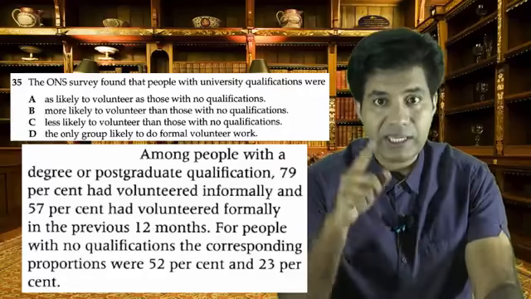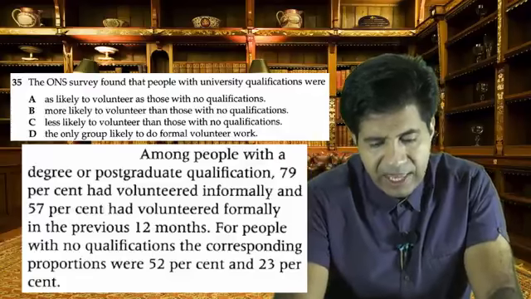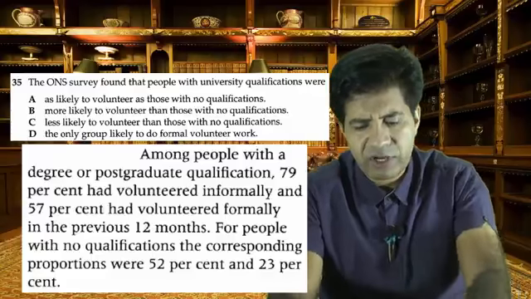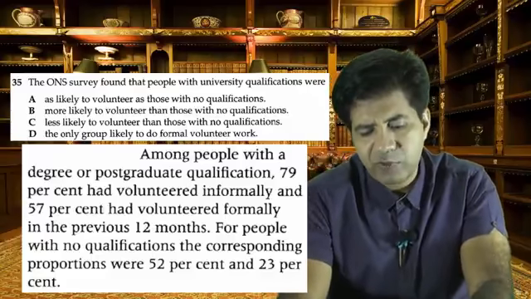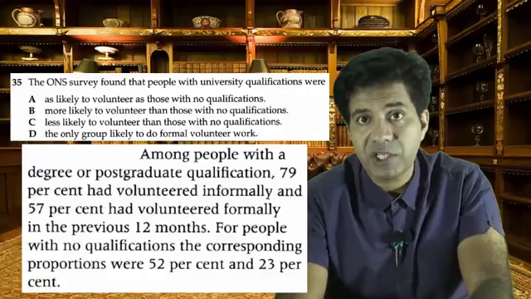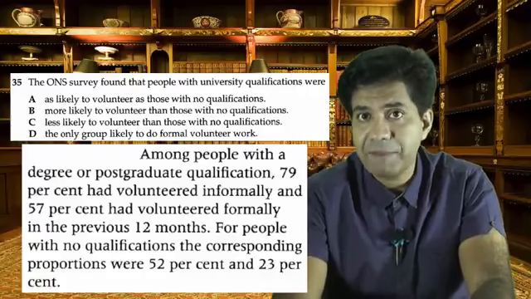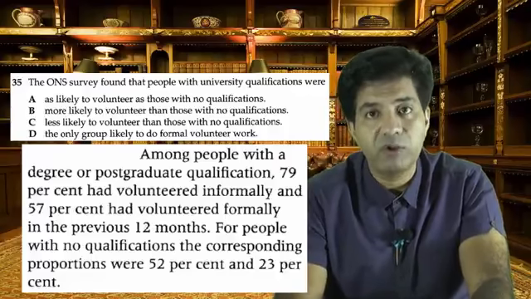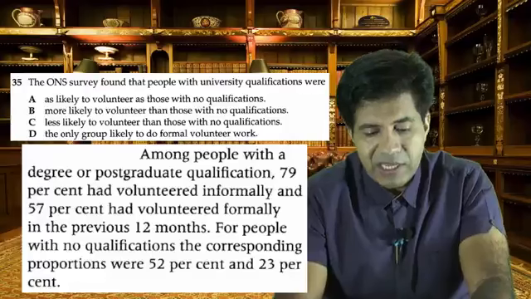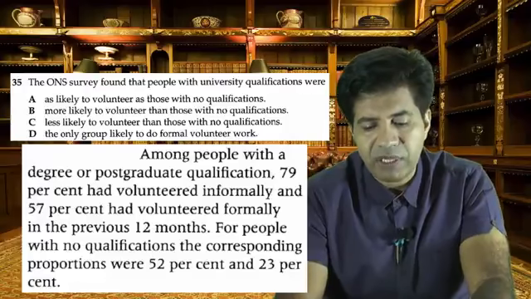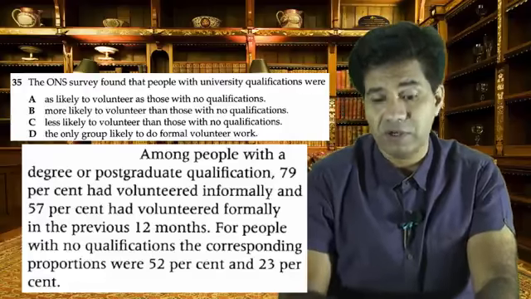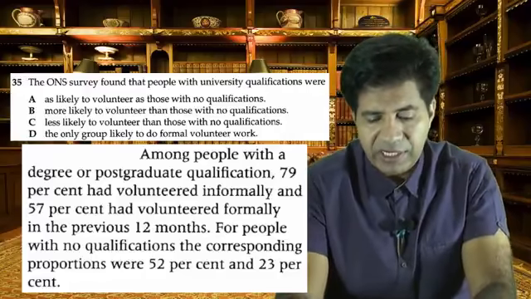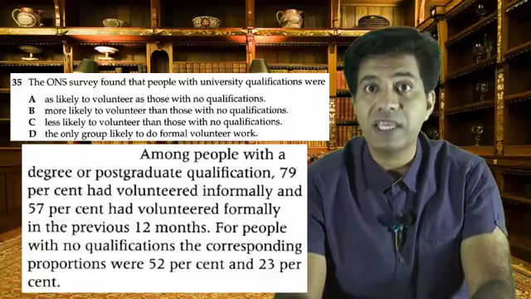Let's go back. Okay, now let's go through the list of options. The ONS survey found that people with university qualifications were A, as likely to volunteer as those with no qualifications? No. For the time being, let's not read B. C, less likely to volunteer than those with no qualifications? No. D, the only group likely to do formal volunteer work. Now see, formal volunteer work. No, because we had informal as well. B, more likely to volunteer than those with no qualifications.